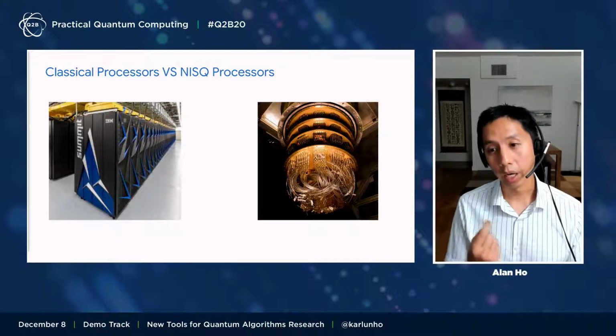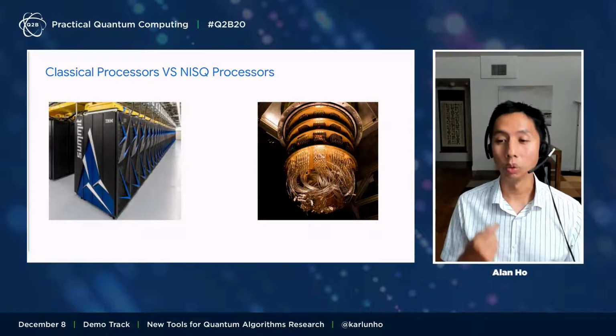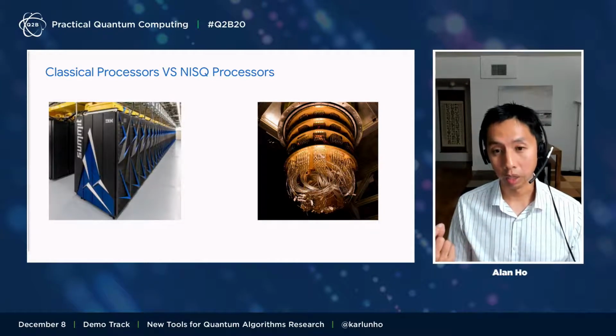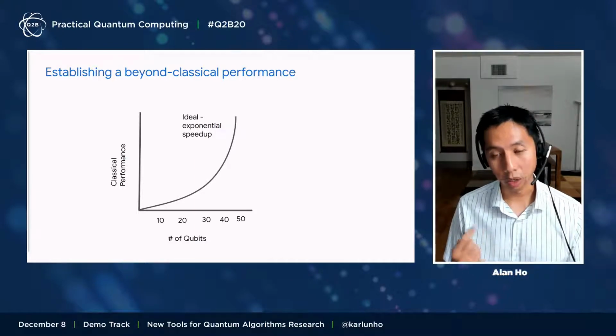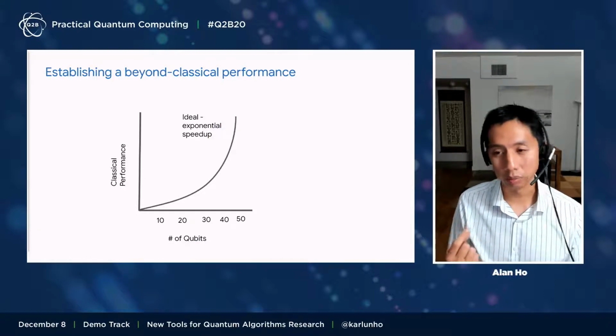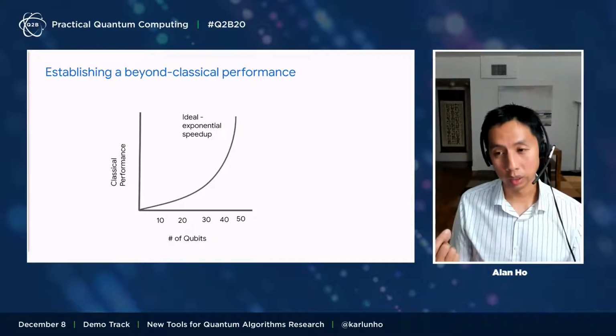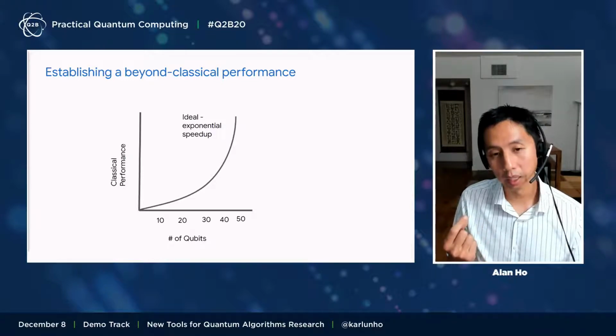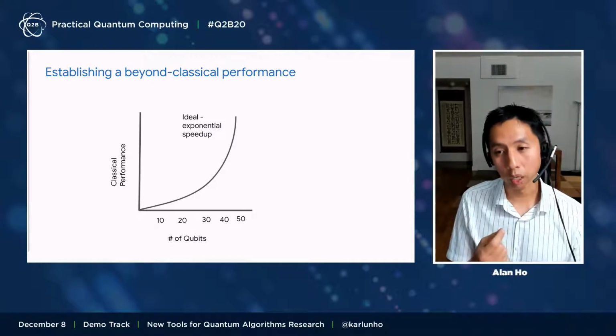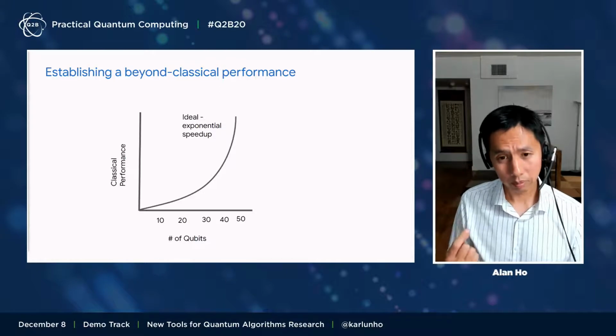So the question is, how do we project whether the algorithms we're discovering today will be useful when our quantum computers get better? When you're testing your algorithms on a quantum computer or in simulators like qsim, you ideally want to see an exponential speed up, meaning that as you increase the number of qubits, the amount of classical compute requirements goes up exponentially.